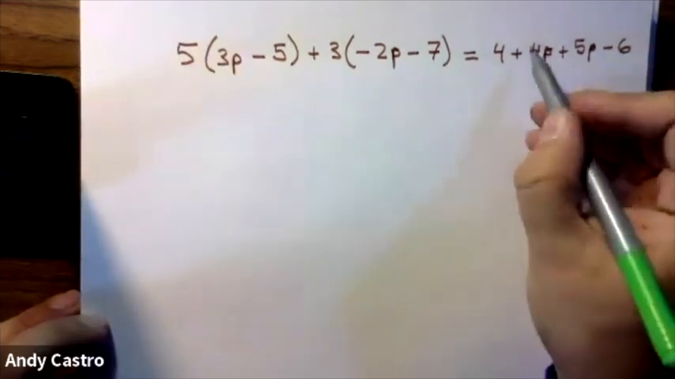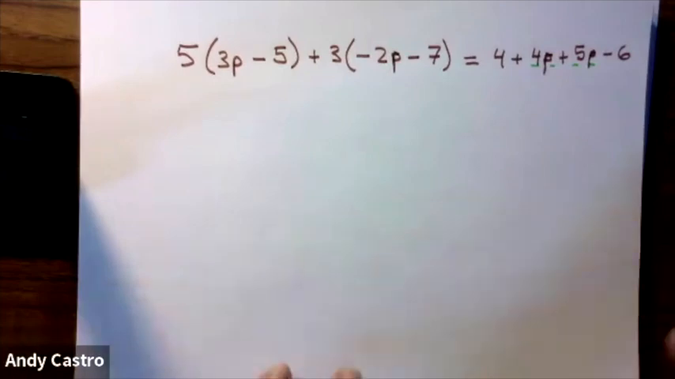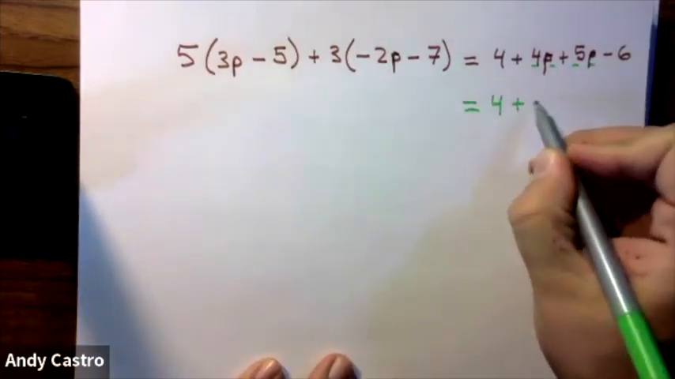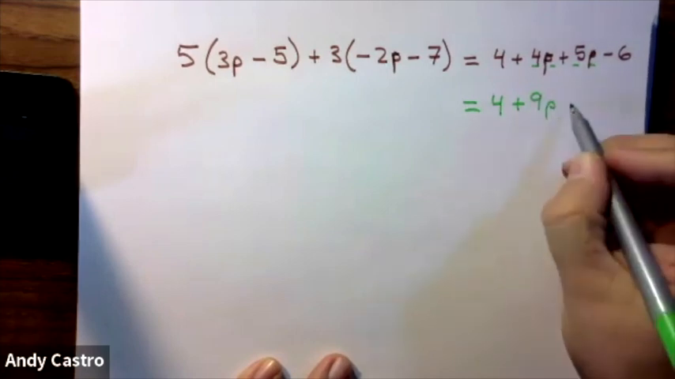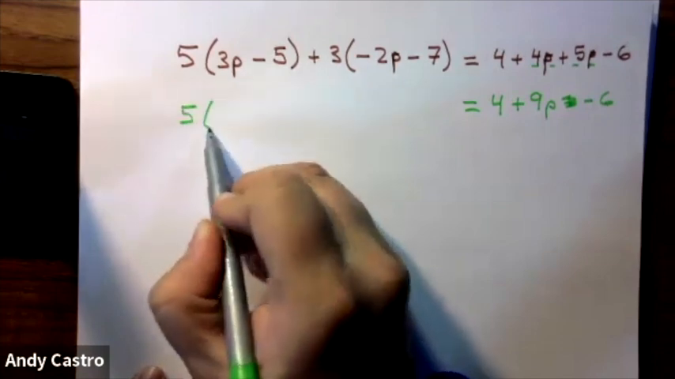So here I can see that I have like terms, my 4p and my 5p. I can combine those two. So let's go ahead and do that. 4p plus 5p is going to be 9p.